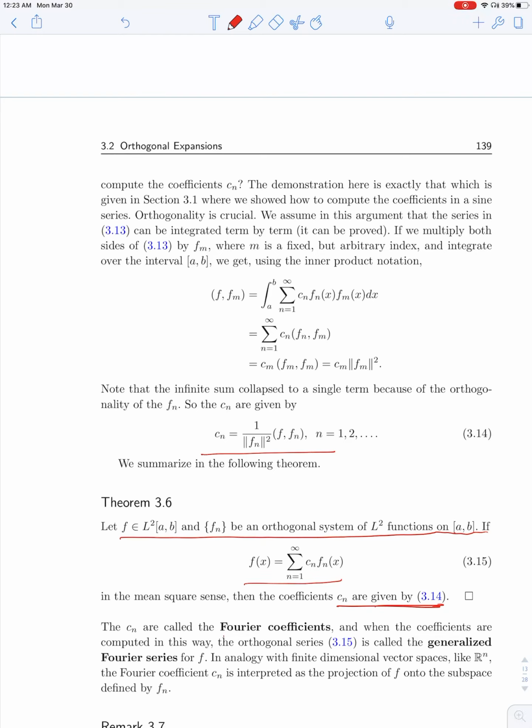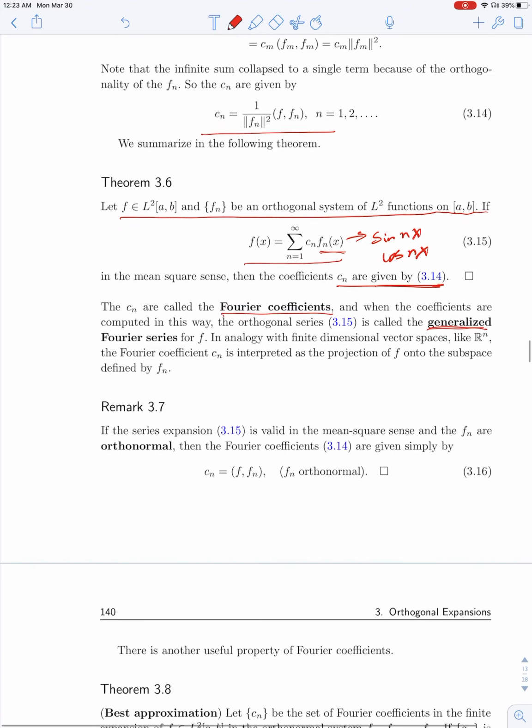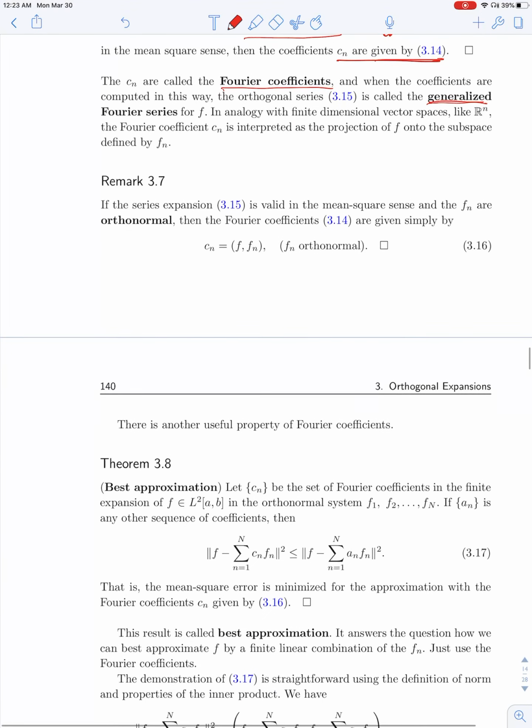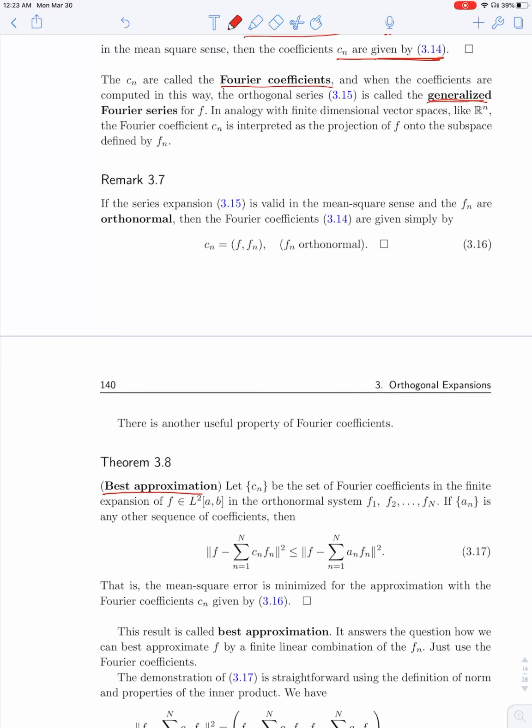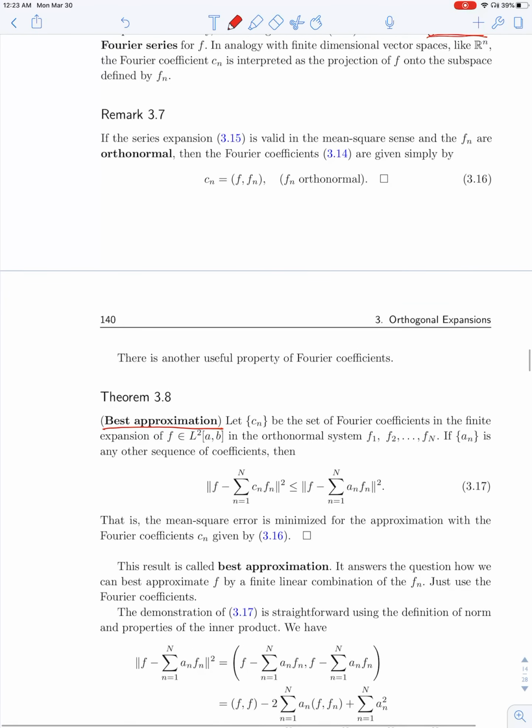So these are what we call Fourier coefficients with respect to this orthonormal system. Now this actually is not the original Fourier series, so we call it a generalized Fourier series, because in the original Fourier series, this Fn is either sine nx, a trigonometric function, or a function like cosine nx.